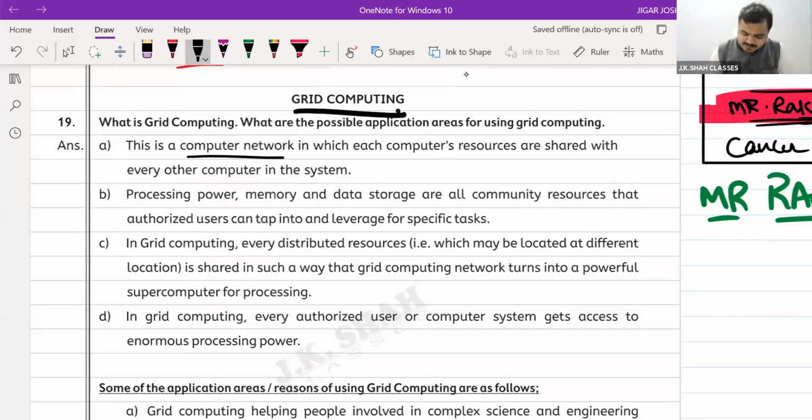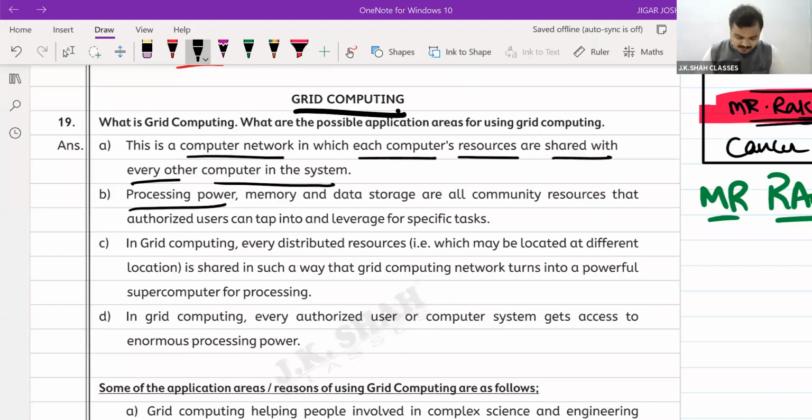This is the computer network in which each computer's resources are shared with every other computer in a system. What do we share? Processing power, that is our processor, memory, that is our RAM, and data storage. In every PC, we get small storage, so that collectively that storage is tremendous. All community resources can be used by an authorized user.